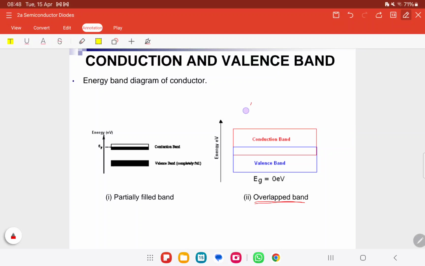Overlap band. This one is for conductor. In a conductor, the electrons here can already go to the conduction band, because for the conductor, current can easily flow. Meaning that the electrons can jump straight away. In fact, it doesn't need to jump, it just goes straight because it has the overlap band. This one, we don't have the EG. EG is equal to 0. There is no gap. Okay, for conductor.